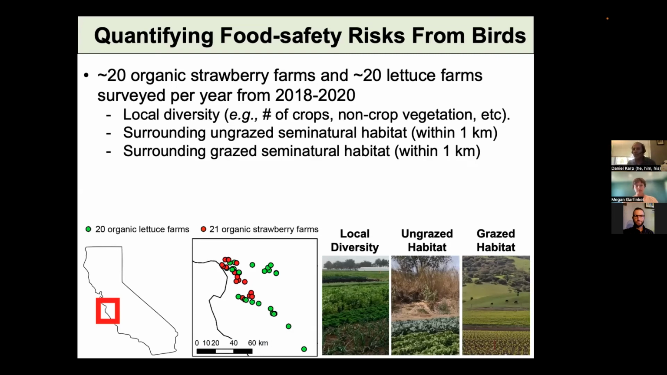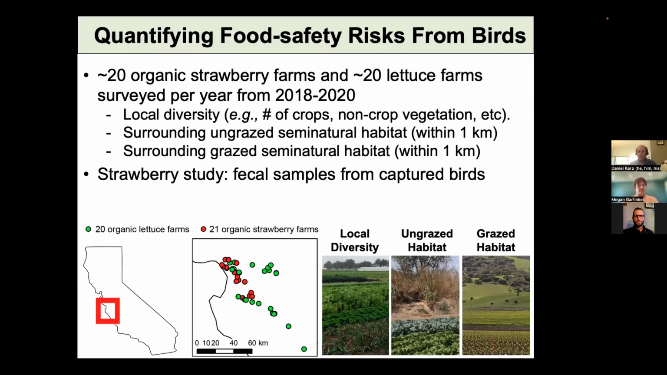And we really explicitly chose these farms so that they would vary in their characteristics, both in terms of their local diversity, so things like Megan was talking about, whether they have hedgerows or flower strips or growing multiple crops, so things on the farm. And then also the characteristics around the farm, the broader landscape that she was talking about. So the amount of the ungrazed semi-natural habitat and then that grazed habitat that we know might have higher risks associated with them. So they're all varying in these characteristics.